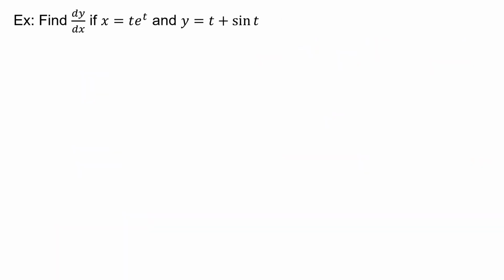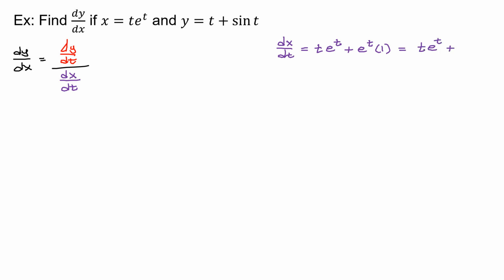Let's do another one. Find dy/dx, if you know that y equals t plus sine t and x equals t e to the t. So we'll have dy/dt sitting on top, dx/dt sitting on the bottom. And again, I have to find these things. So your dx/dt, since this is t e to the t, that's a product rule. So I have to do the first times the derivative of the second plus the second times the derivative of the first. So I'll end up with just t e to the t plus e to the t. And that's my dx/dt.